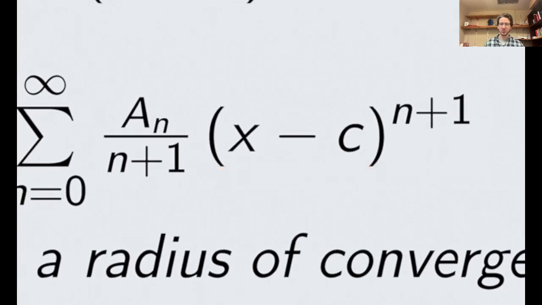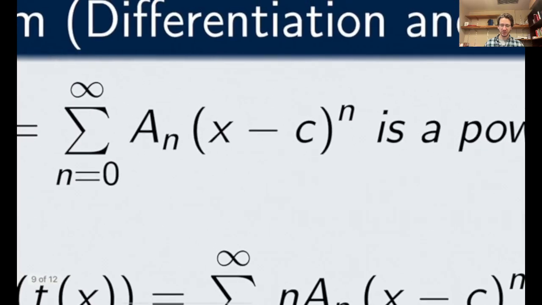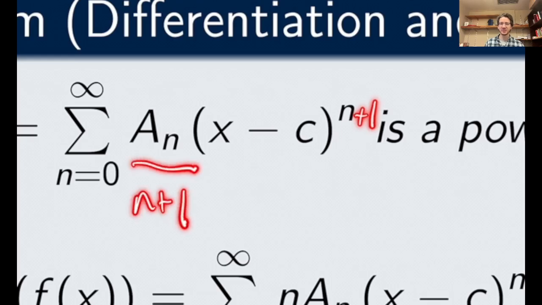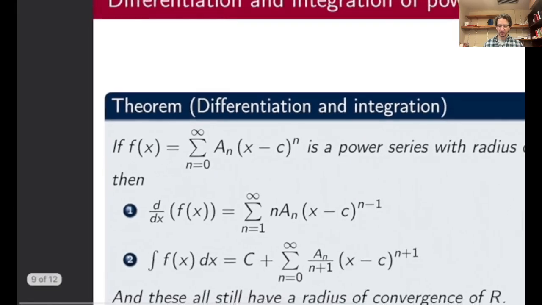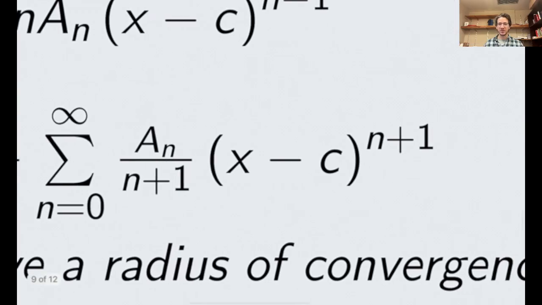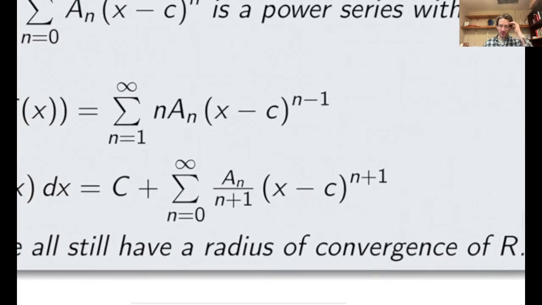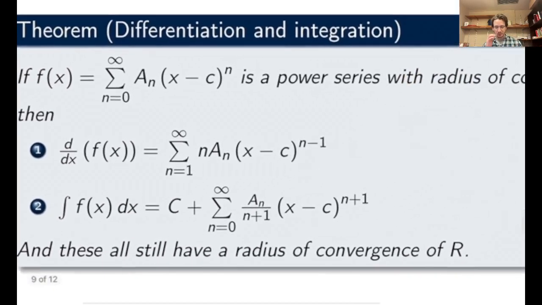To do the power rule for integrals here, add 1 to the exponent, so you get x minus c to the n plus 1, and then divide by that new exponent. That's all that's happening here, you're just using the power rule for integrals on each term individually to get the new power series representation.